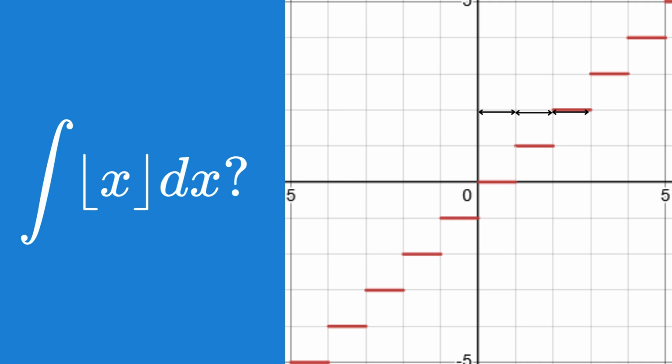If we integrate the floor function of x from 1 to 3, we get the area from 1 to 2, which is 1, and the area from 2 to 3, which is 2. So the integral equals 1 plus 2 equals 3. And there you have it.